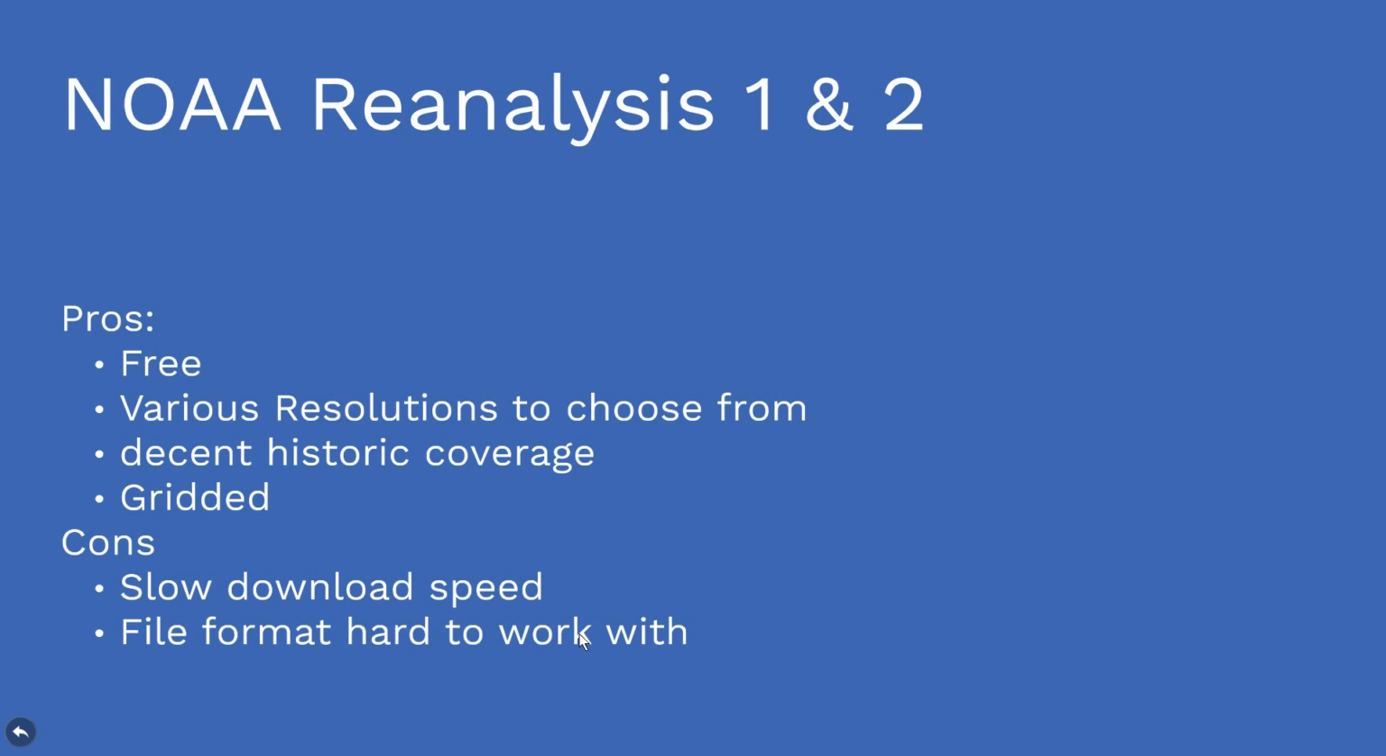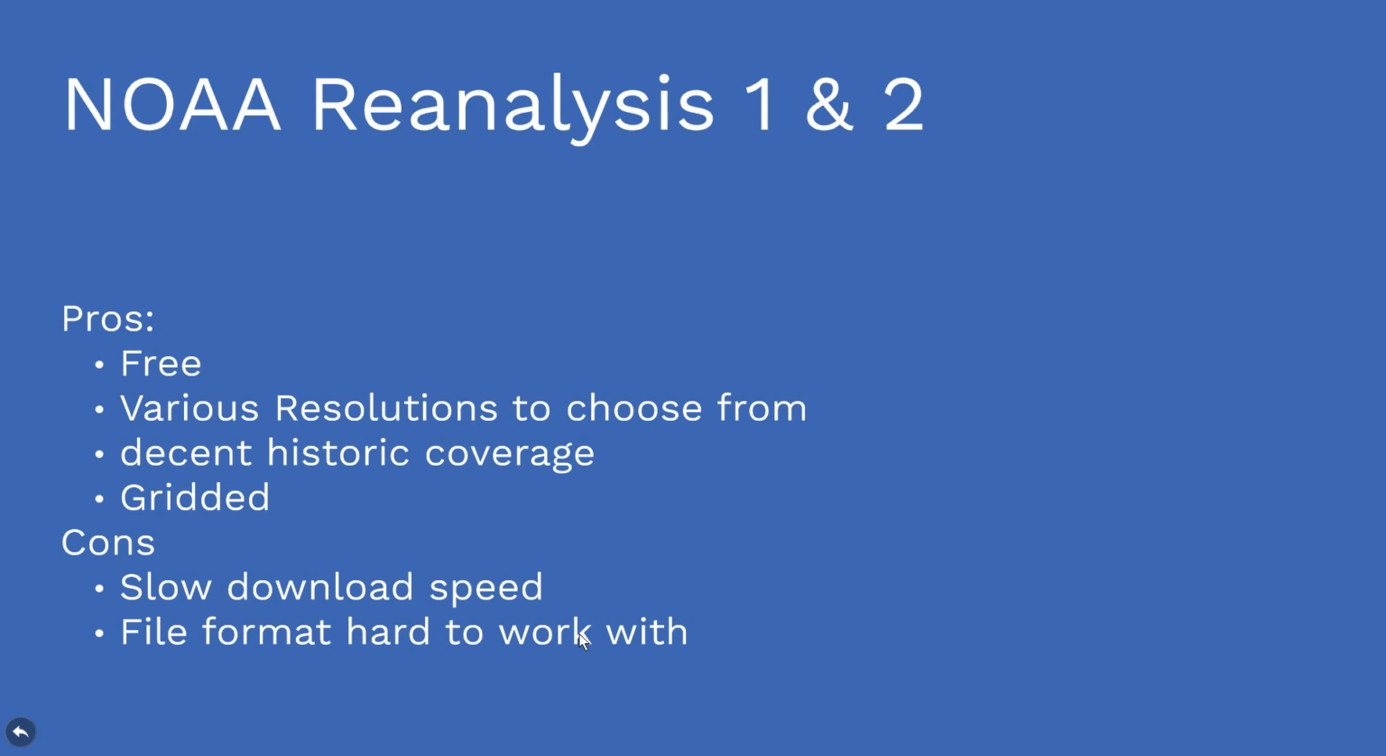But the NOAA Reanalysis 1 and 2 data sets I had kind of moved forward on. I downloaded them from the archive site. You can access these through the NOAA Data Access website, but I found that the file format from the archive site was something that I already had set up to open.